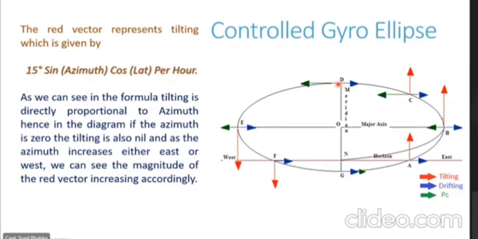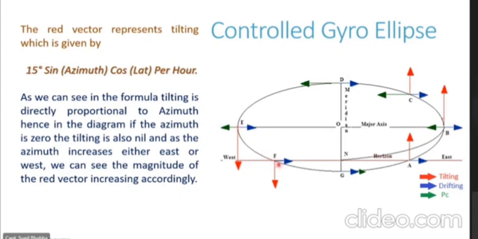Now from point Delta, the spin axis moves westwards. So as it moves westward, the westerly azimuth increases now. The maximum westerly azimuth is achieved at point Echo, and you can see here that at point Echo, the magnitude of the tilting vector is also maximum. From point Echo, the spin axis, remember always, we are considering the quadrantal azimuth here. We are not considering the three figure notation azimuth. When we discuss gyro, the azimuth is always considered or referenced in the quadrantal notation.